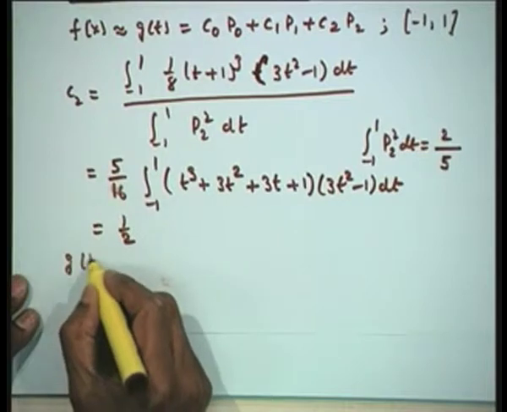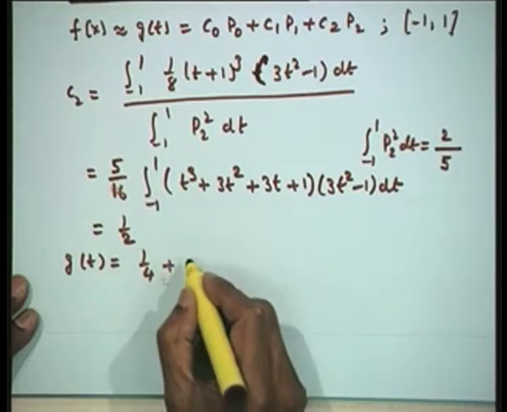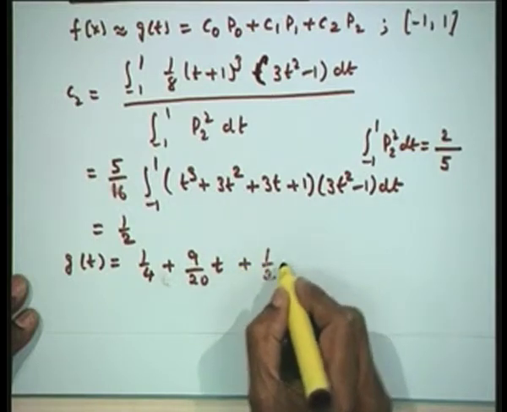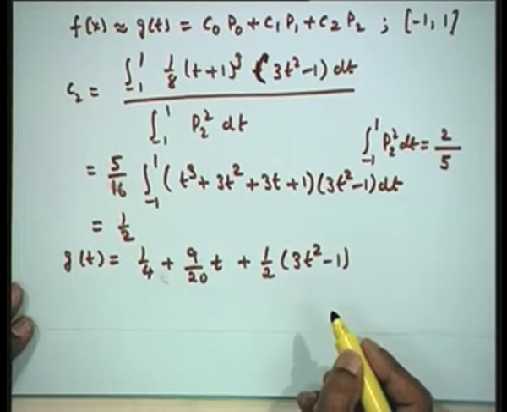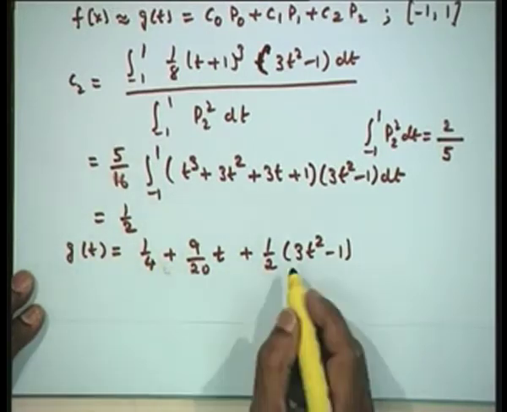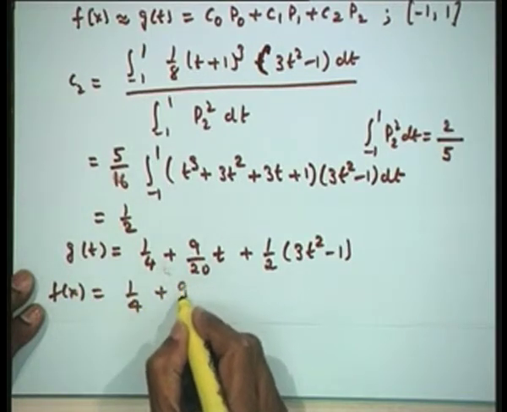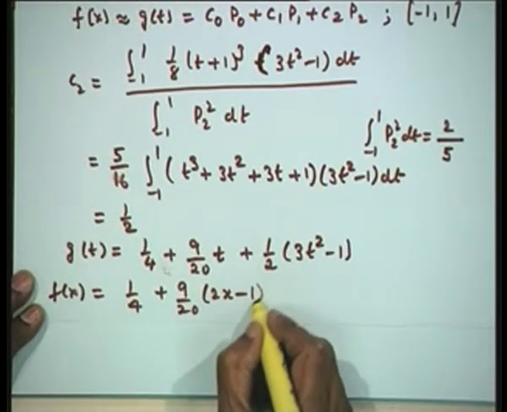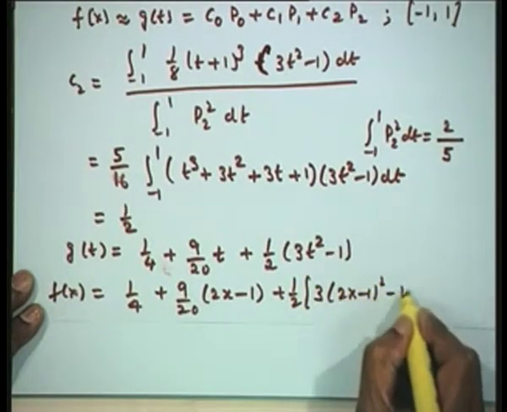Therefore, the approximation g(t) is equal to c naught that we already obtained as 1 by 4, c1 is 9 by 20, into t plus half into 3 t squared minus 1. If I want to convert it back to x, yes, I will substitute t equal to 2x minus 1 and write down the approximation in terms of x as 1 by 4 plus 9 by 20 into 2x minus 1 plus half into 3 into (2x minus 1) whole squared minus 1.